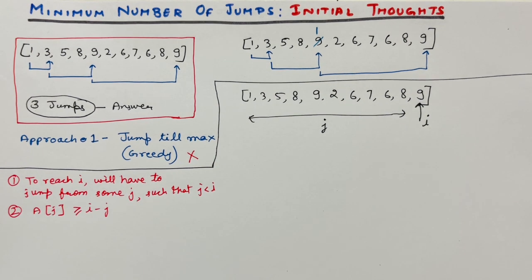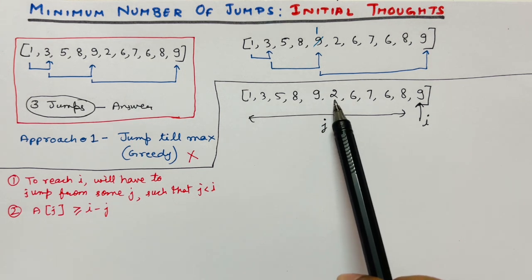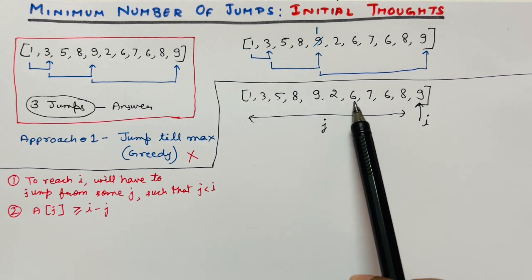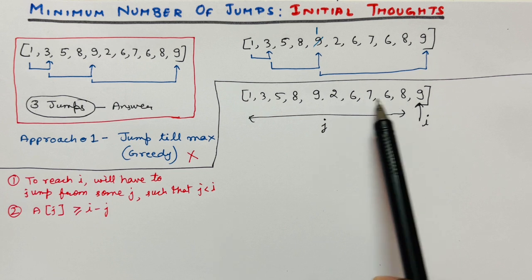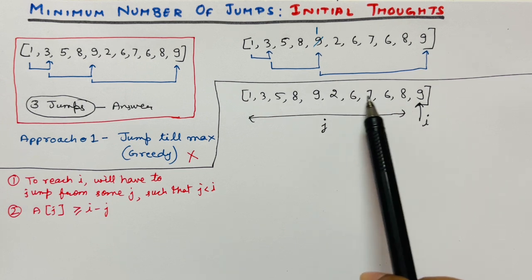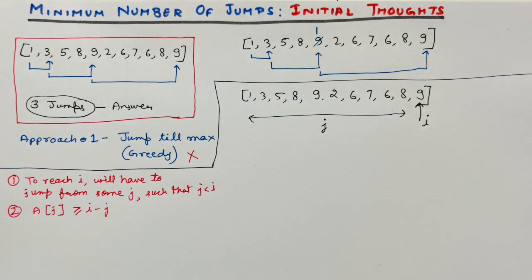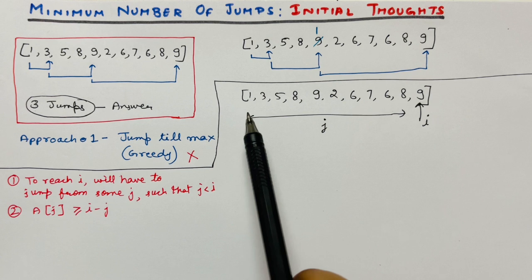So this is our second observation, that the value at that particular index should be greater than or equal to this gap i minus j. For example, we cannot jump from here because from this j we can at max jump 2 steps, but we can jump from any of these j's because each of these values is greater than the gap between i and j.